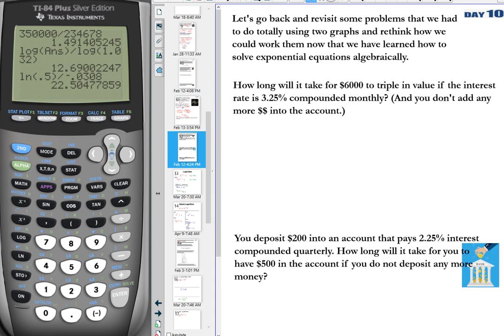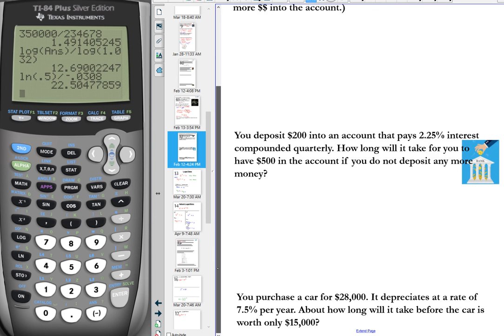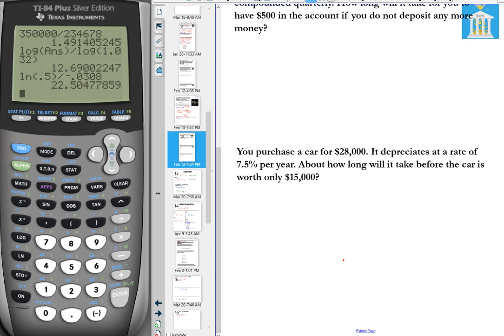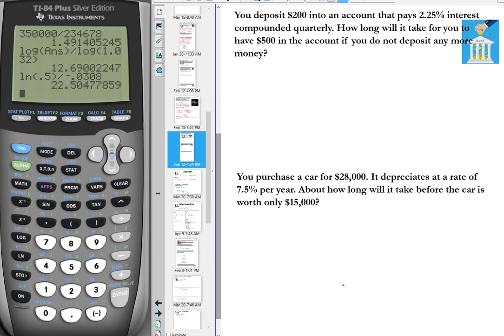Okay, this first one here we already did today. This is how I'm going to take the triple. So let's do the volume 2 on the next page. If you deposit $200 into an account that pays 2.25% interest compounded quarterly, how long would it take for you to have $500 in the account? What's my final amount? 500. Equals, what's the original amount? 200. 1 plus what's the rate? 0.0225, or the decimal, divided by what number goes with quarterly?